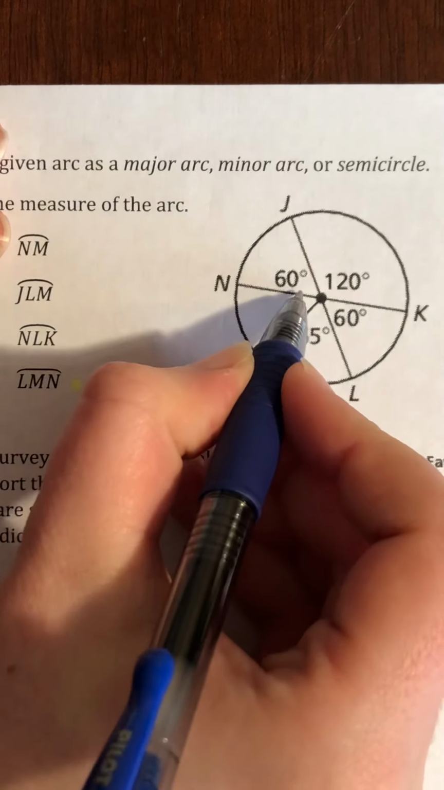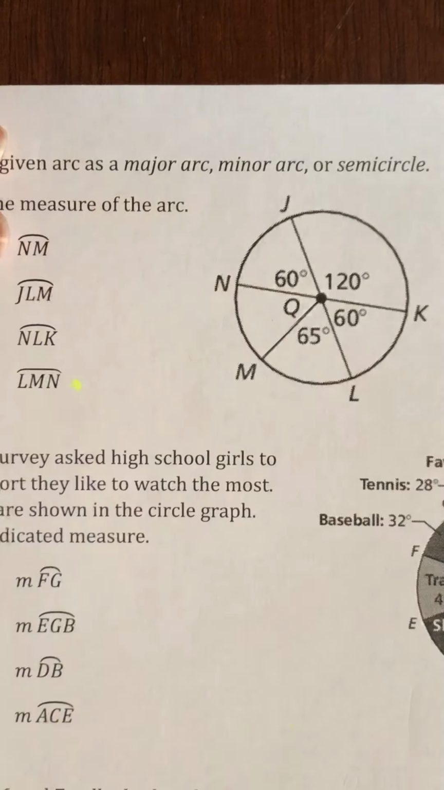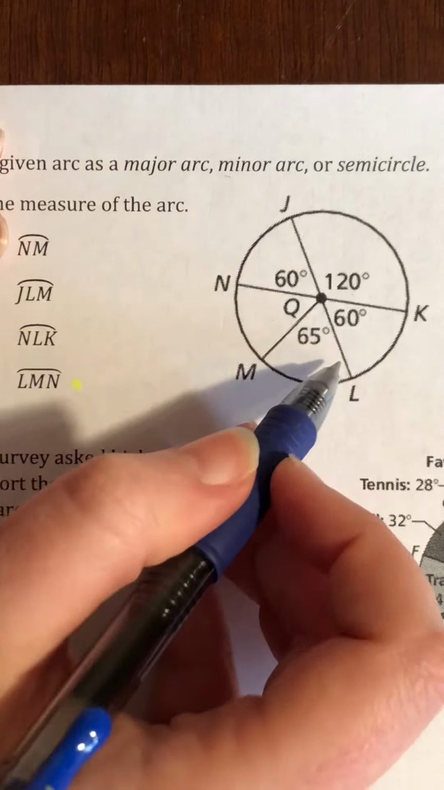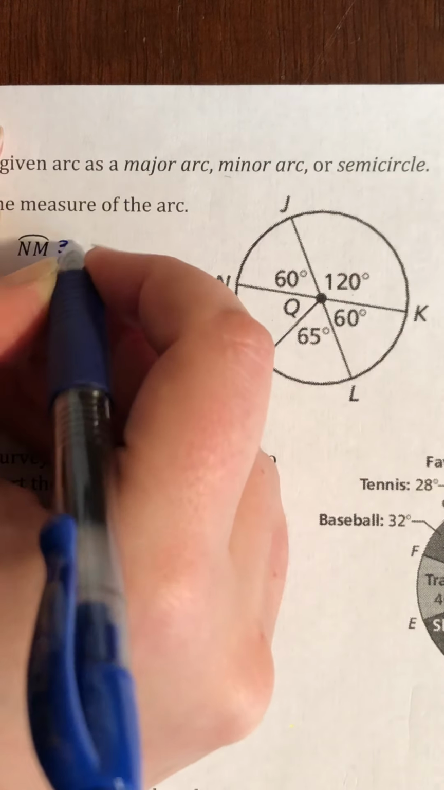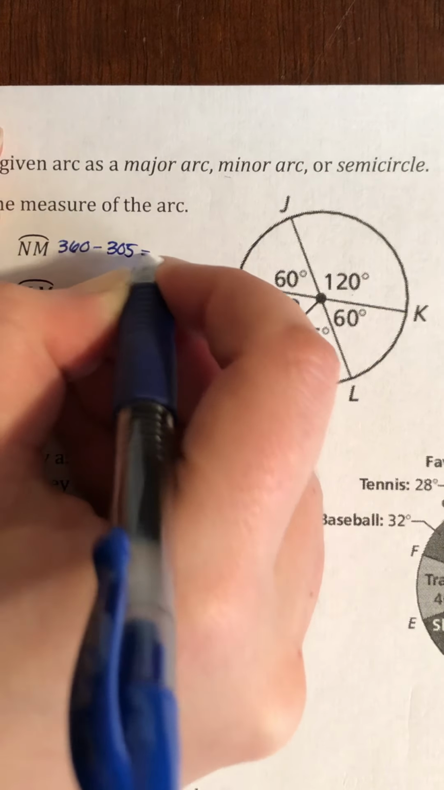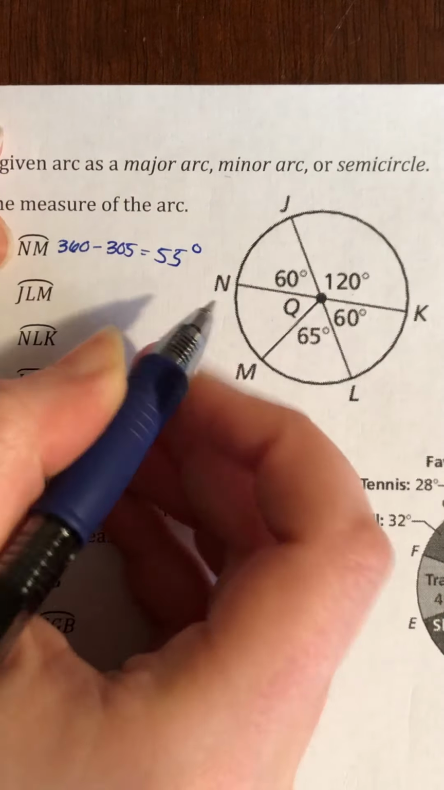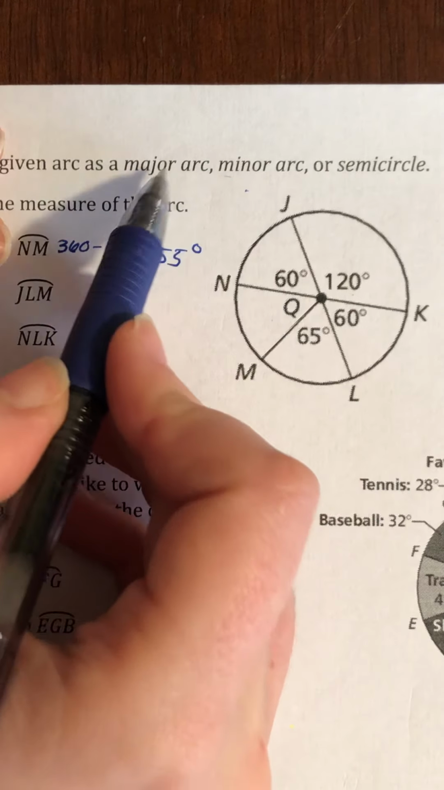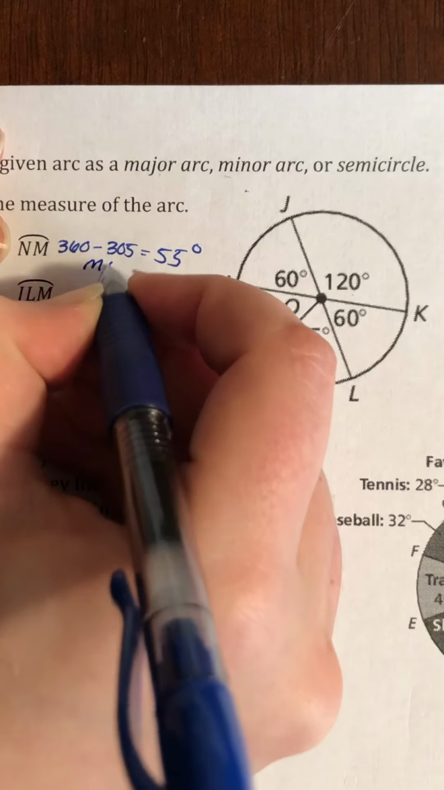But if you add these all together, so you do 60 plus 120 plus 60 plus 65, you're going to get 305. So what's left over is 55 degrees. So is 55 a minor arc, a major arc, or a semicircle? That's a minor arc.